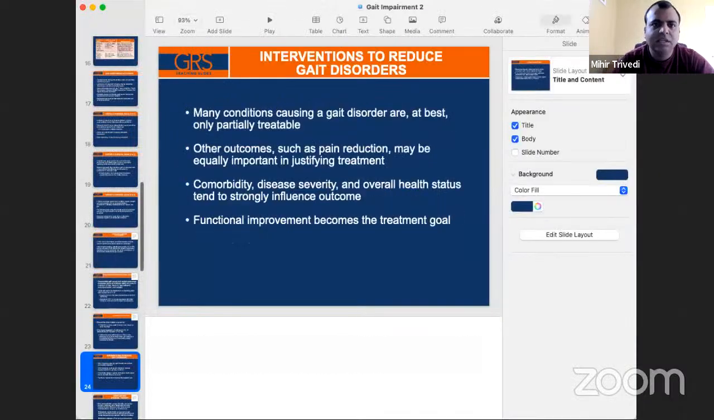Now let's see another one. Interventions to reduce the gait disorders. Many conditions causing gait disorders are at best only partially treatable. Other outcomes such as pain reduction may be equally important in justifying the treatment. Comorbidity, disease severity, and overall health status tend to strongly influence outcome. Functional improvement becomes the treatment goal.